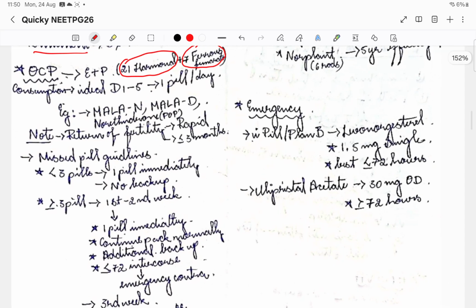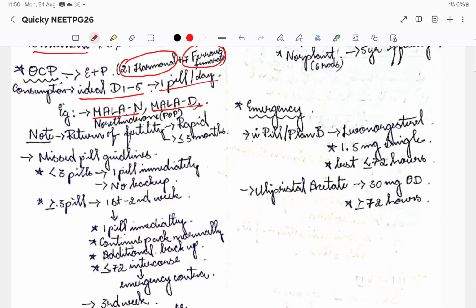How do you tell a patient to consume it? Ideally we'll tell them to start on day 1 to 5, one pill a day. 30 days, 30 pills. One pill a day will do. The examples are Mala N and Mala D. These are free tablets that they give.